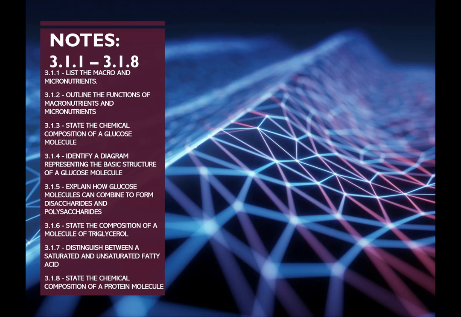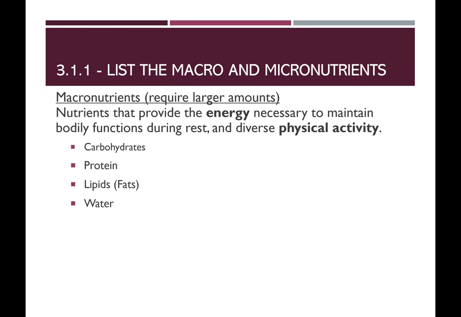So the reason that we're doing these notes kind of on your own is because for the most part, you've learned bits of this already and it's not very technical. So we're going to start with list macro and micronutrients. Okay, so right here we've got the word list. When we say macro and micro, we're not necessarily talking about size, we're talking about amounts. So macronutrients are the nutrients you need a lot of because they provide energy for you to do your bodily functions. So our four macronutrients are carbs, proteins, lipids, which are fats, and water.